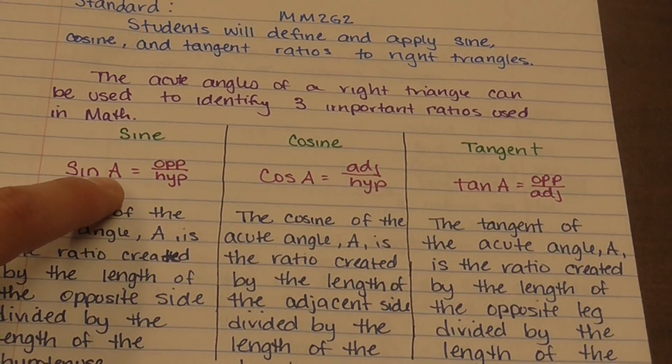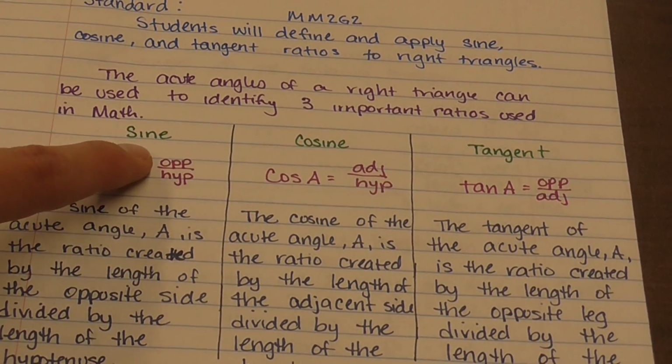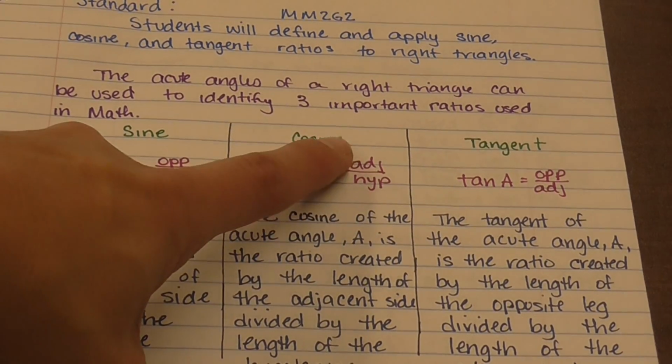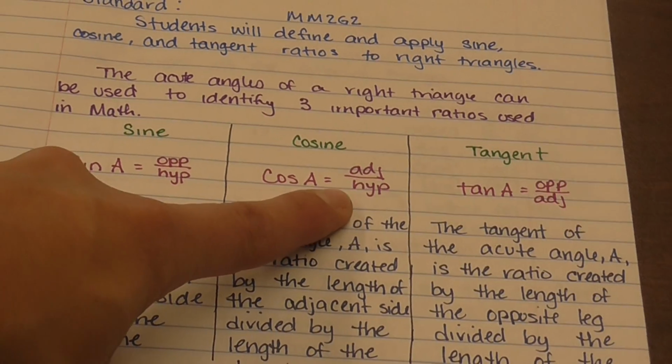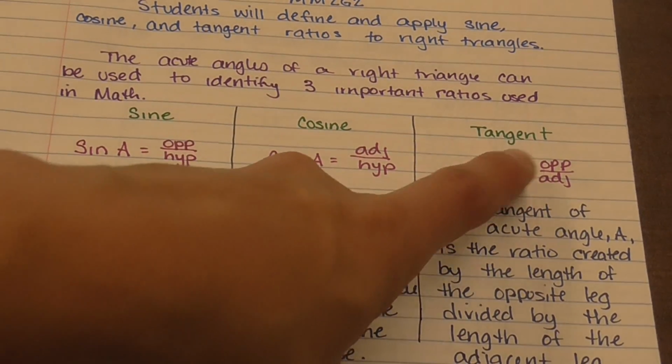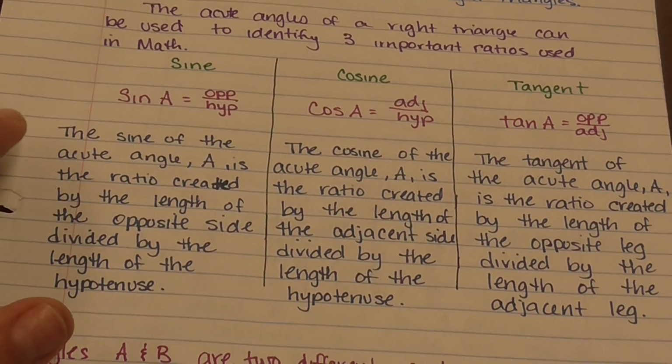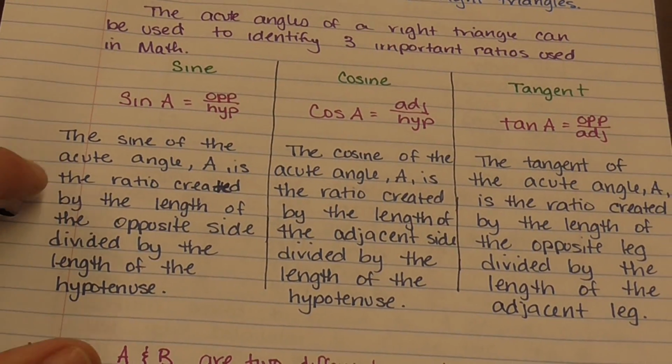Your sine for angle A is the length of the opposite side divided by the hypotenuse. Your cosine for angle A is the adjacent side divided by the hypotenuse. Your tangent for angle A is the opposite side over the adjacent side. Okay, so this just breaks it out into words.